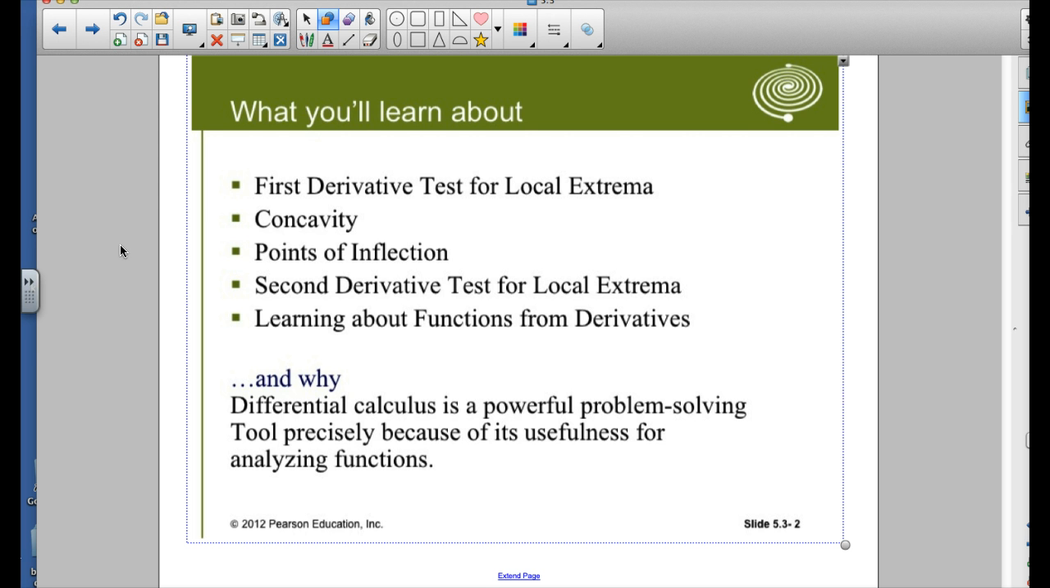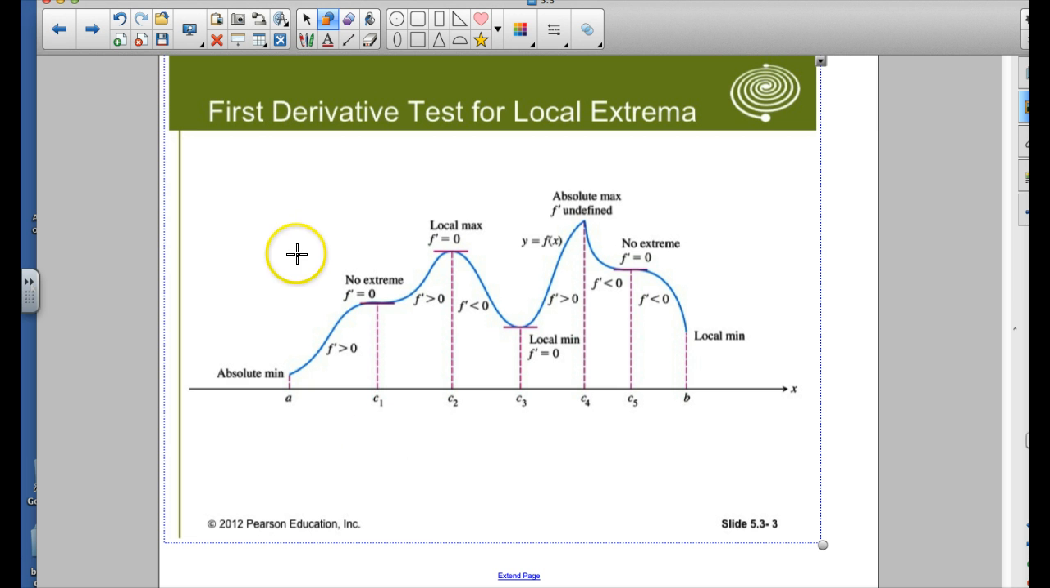What we'll learn about in this chapter is the first derivative test for local extrema, concavity, points of inflection, the second derivative test for local extrema, and learning about functions from derivatives. Differential calculus is a powerful problem-solving tool precisely because of its usefulness in analyzing functions. First derivative test for a local extreme.